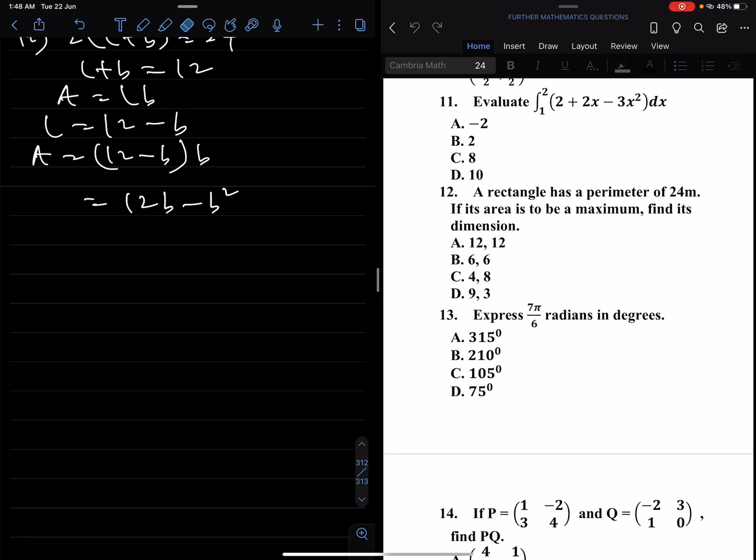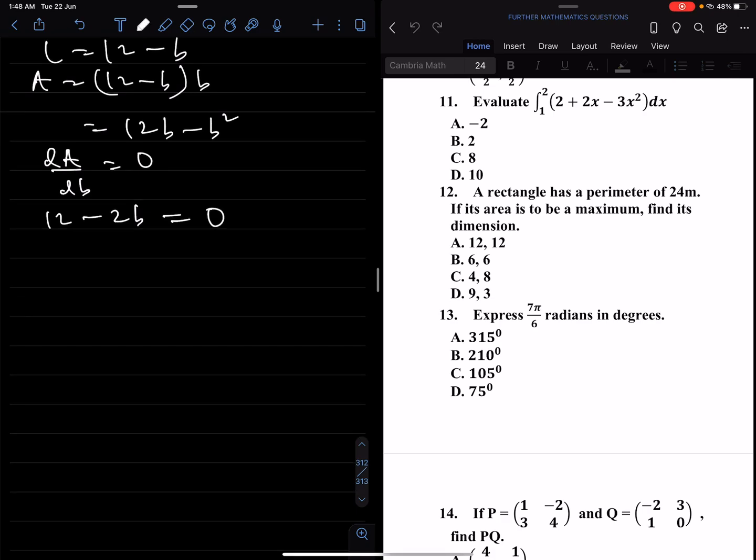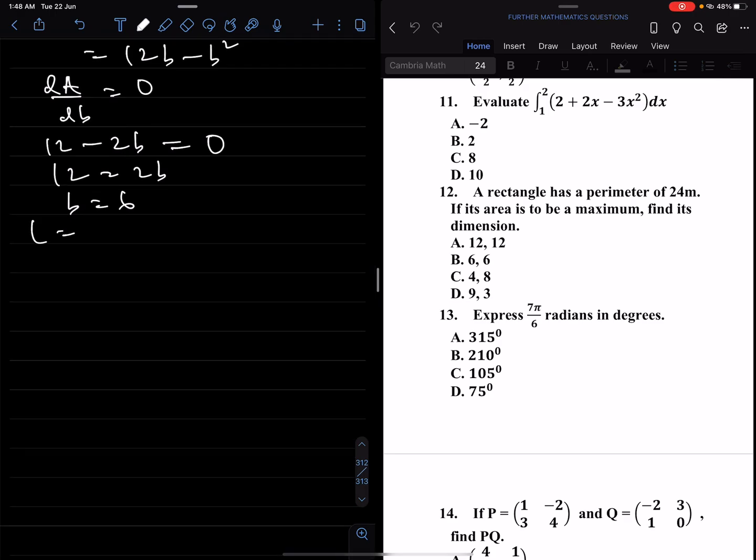So the derivative of the area with respect to the breadth is going to be 0 for the area to be a maximum. That simply means 12 minus 2B, which is the derivative of 12B minus B squared, equals 0. And that means 12 equals 2B, which means B equals 6. That therefore means L is 12 minus 6, which is 6. So the dimensions of the rectangle are length 6 and breadth 6.